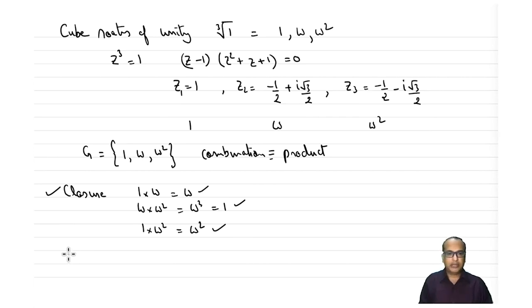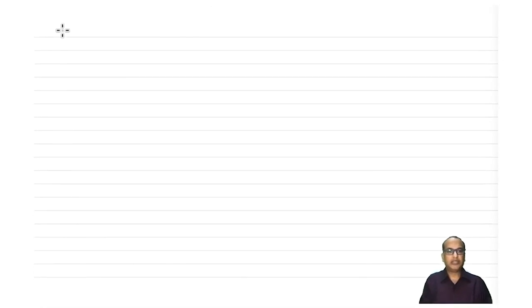Then the second property is identity. For identity, we know that 1 is an element which, when multiplied with omega, leaves omega unchanged and also commutes with omega, right? So identity also holds. Similarly, associativity will hold, right? That is not to be shown now, you can show it. And also inverse.